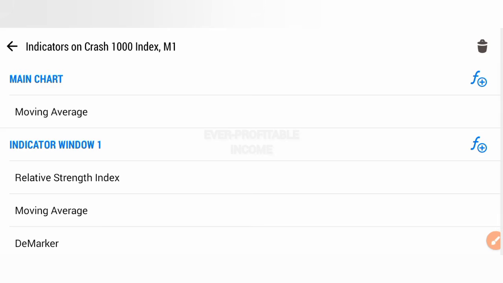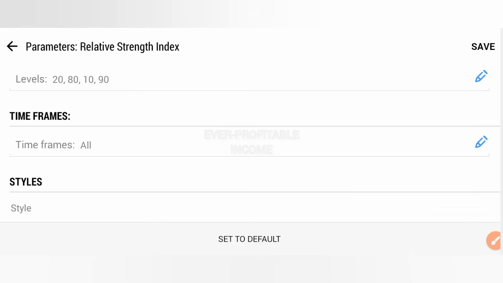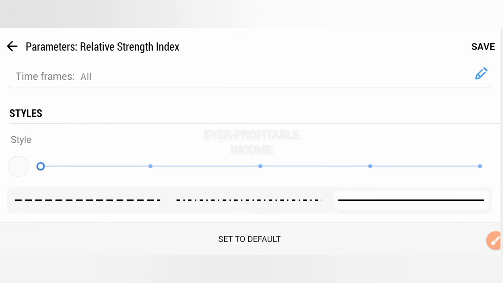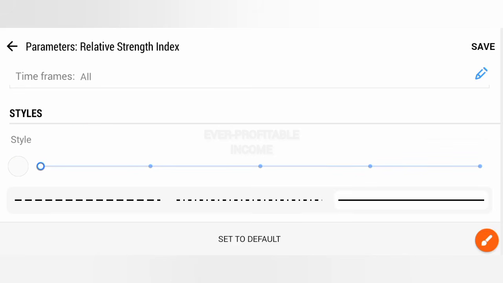Okay, now on your indicator window 1, this is where you'll be adding the relative strength index, okay. So these are the settings for your RSI. We have period 5 and apply to typical price, and the levels are level 20, level 80, level 10, and level 90, okay. And then the style, make sure that you change the style color to your background color. My background is white and I changed it to white because I don't need it to be showing. I don't need the middle line of the RSI to be showing. I only want the levels to be showing. So after that, you click on save.